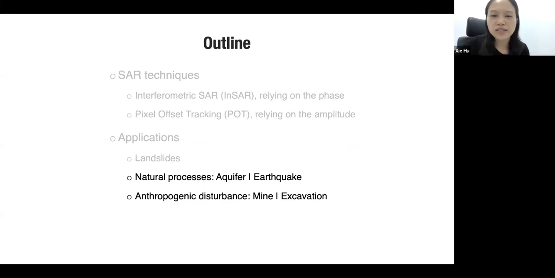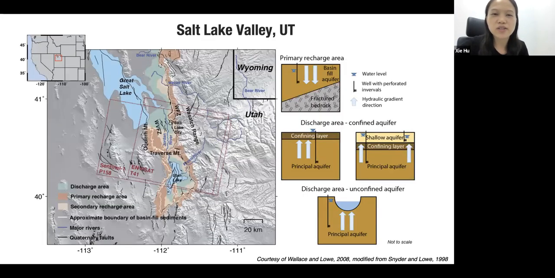So that's about the landslides. And next is about some case studies. The first is about the Salt Lake Valley. It contains vigorous aquifer systems and can be generally classified into the water recharge and discharge area. Here the brown shades are mainly located at the front of the Wasatch Range.